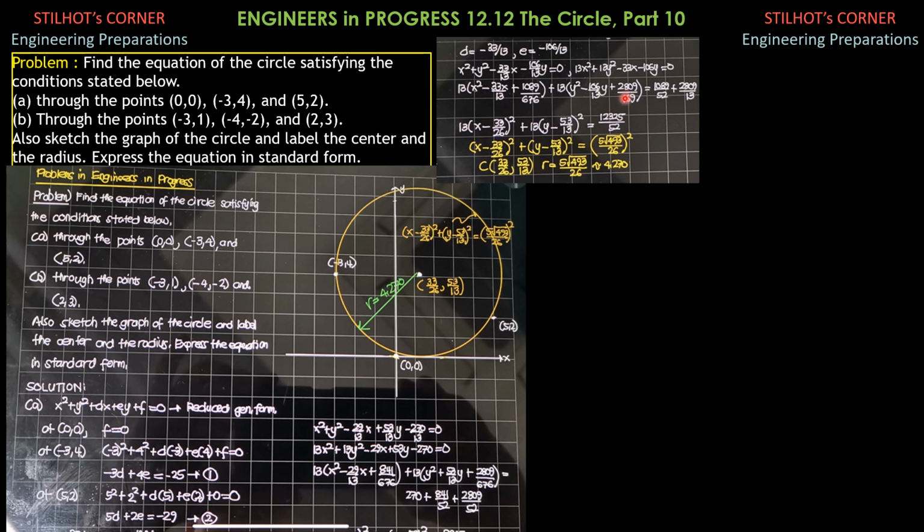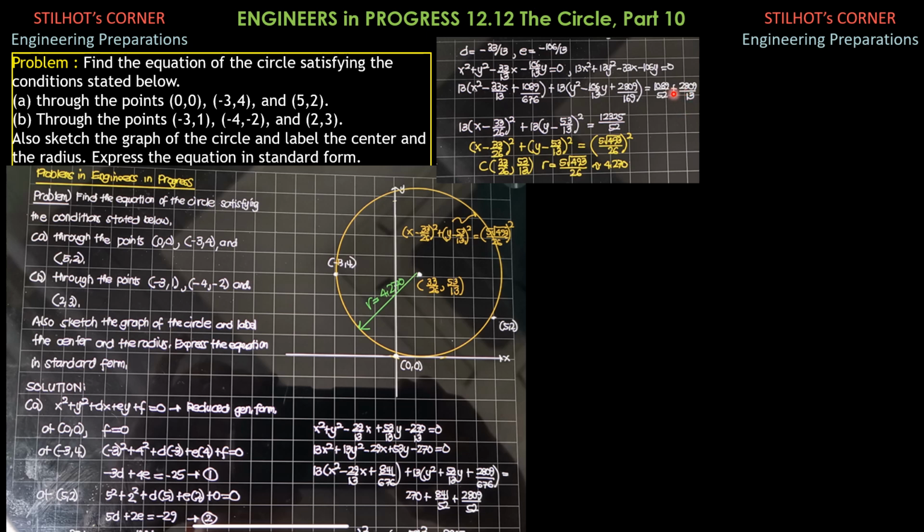Then equals, so we added 13 times 1089 over 676, and that is 1089 over 52. Again, 13 times 1089 over 676, the new term on the right side of the equation is 1089 over 52. While 13 times 2809 over 169 is 2809 over 13.